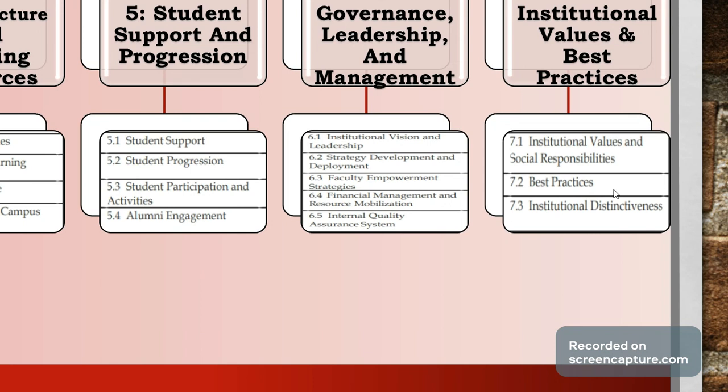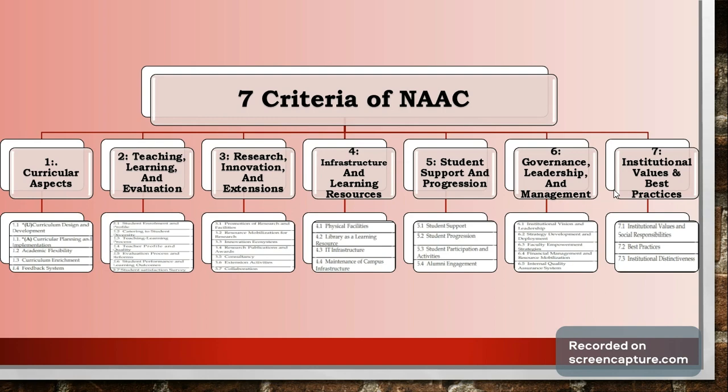So the seven assessment criteria, as we have discussed, whether it is related to curricular or teaching or research, innovation, infrastructure, student support systems, etc., governance and institutional values. So these seven criteria for NAAC accreditation are formed by keeping in mind the overall growth of students, faculty empowerment as well as the institution. So these are very important factors.